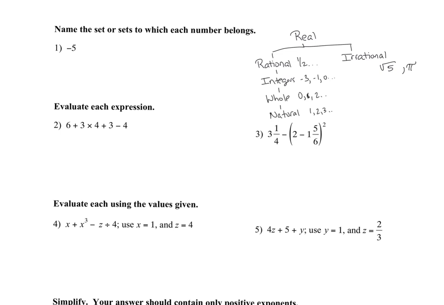So if it wants you to name the set of numbers that this belongs to, you're going to start with the lowest one, which is integers here. And so this is integer, this is rational, and this is real.